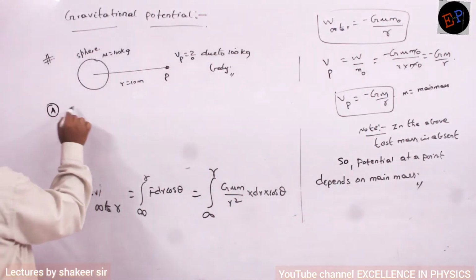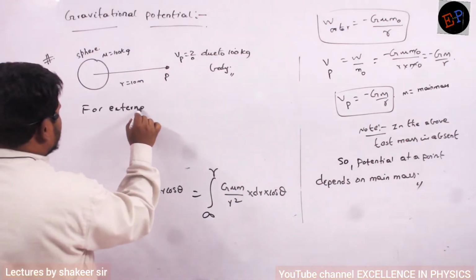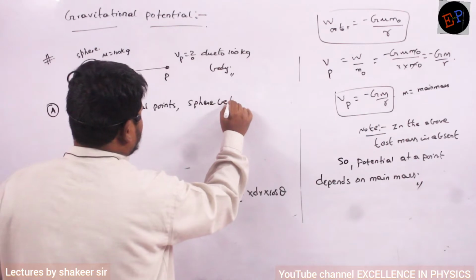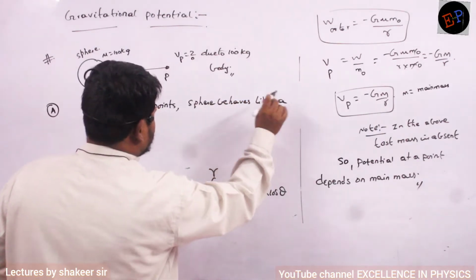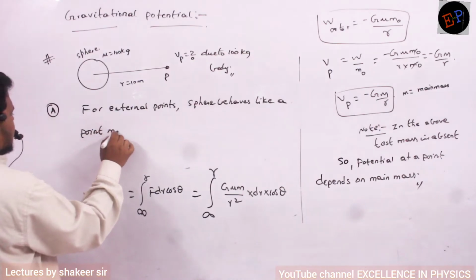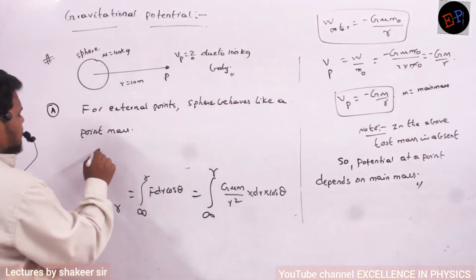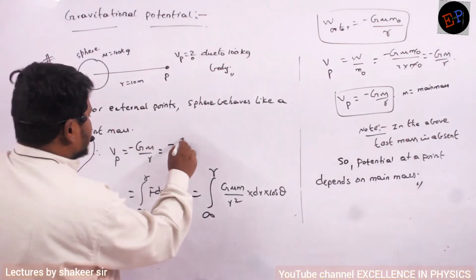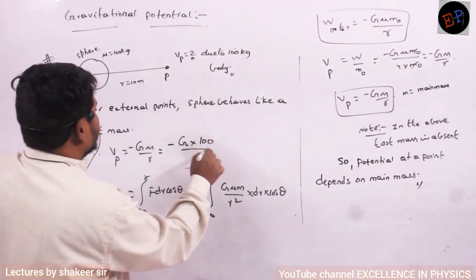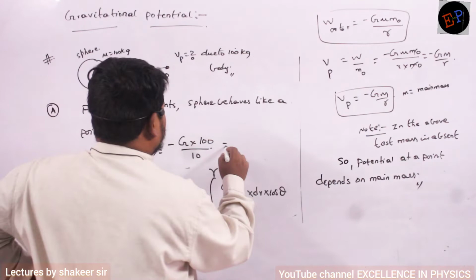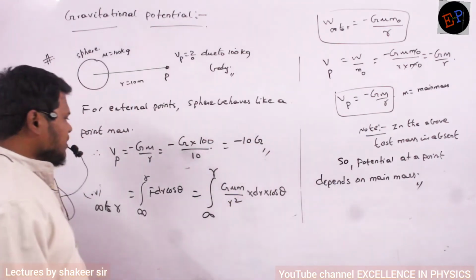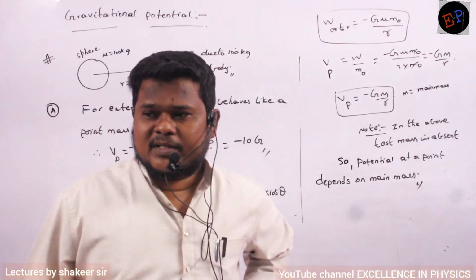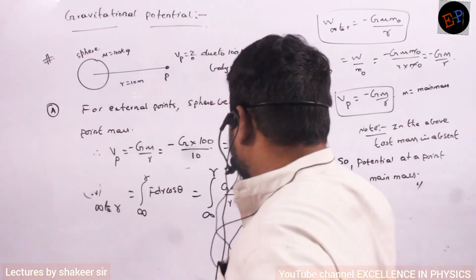So therefore, what do I write? For external points, the sphere behaves like a point mass. Understood? So therefore, the gravitational potential at point P is minus GM divided by r. So minus G, mass is 100 kg, divided by distance of 10 meters. So minus 10 G. The value of G is 6.67 into 10 power minus 11 newton meter square per kg square. But there is no need of substituting, leave it there. Or if you want to substitute, you can substitute.